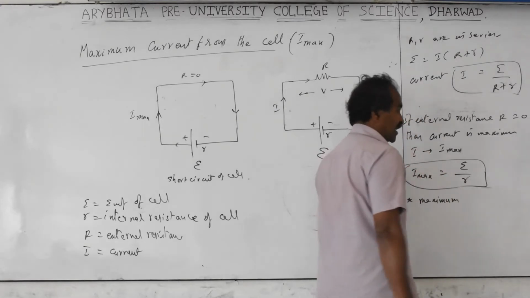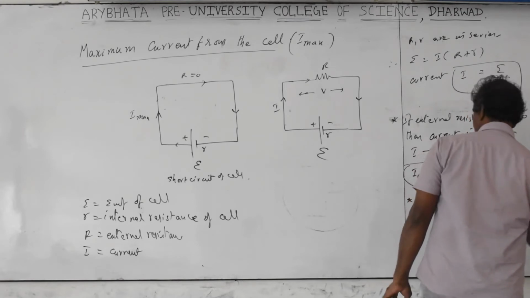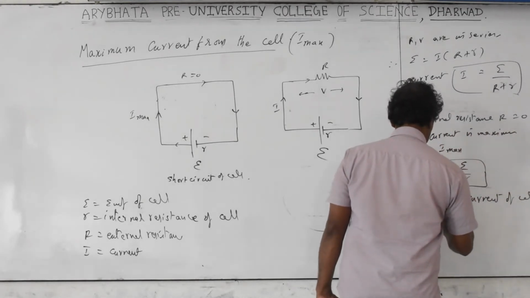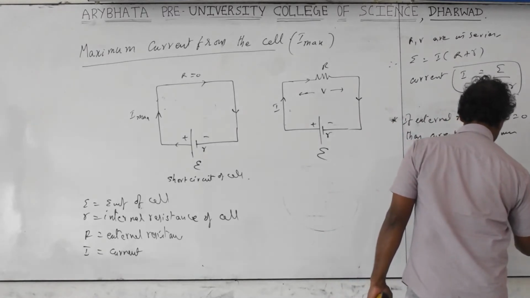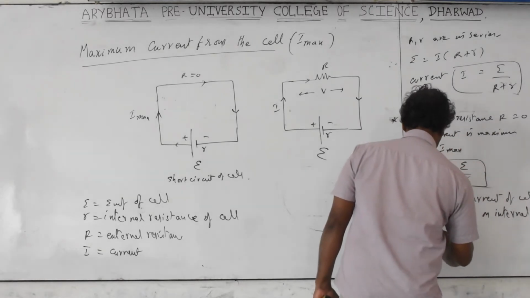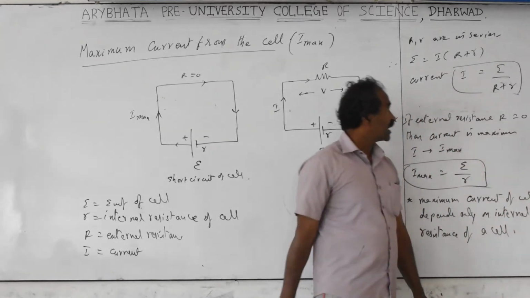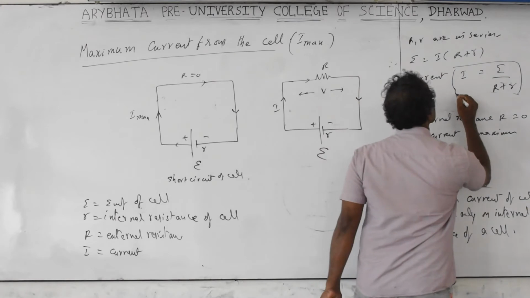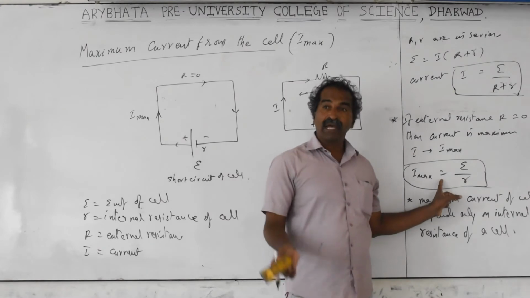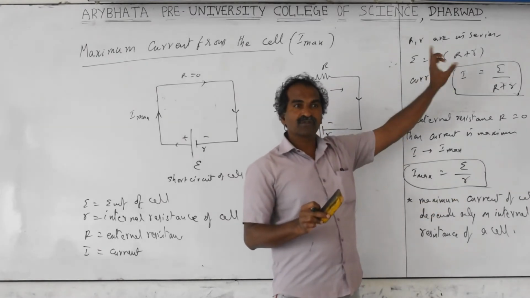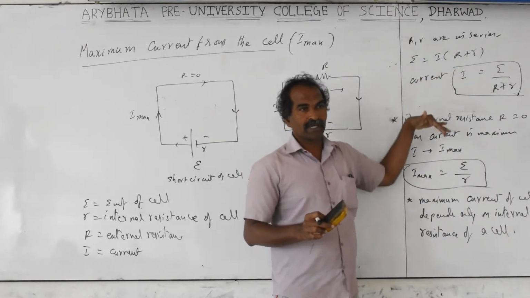Maximum current is the short circuit current of a cell, and it depends only on the internal resistance of a cell. Please remember, whatever I am putting in the box, you must also keep the box, because they are the formulas used for the numericals. A maximum current problem they may ask, and they will ask the ratio. They will give external resistance and the short circuit current, and ask the ratio of the maximum current and the current.